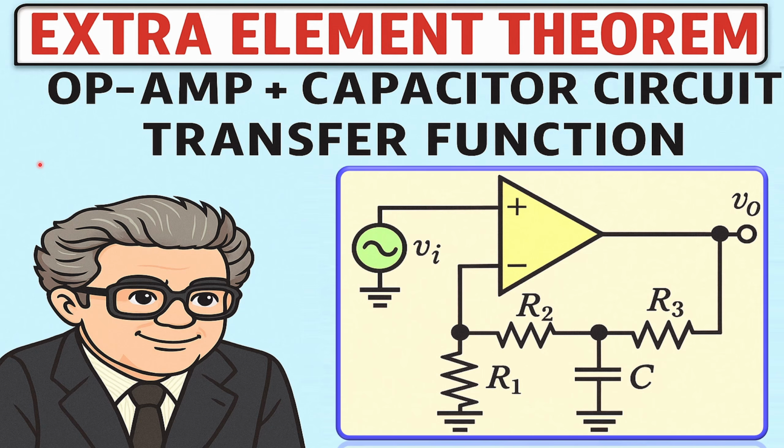In this example, we will discuss another circuit, in this case an op-amp circuit having a capacitive feedback, and we will determine the transfer function for this circuit. In addition, we will also use the standard classical way of determining the transfer function for this circuit and compare the results. Okay, let's see what we need to do.